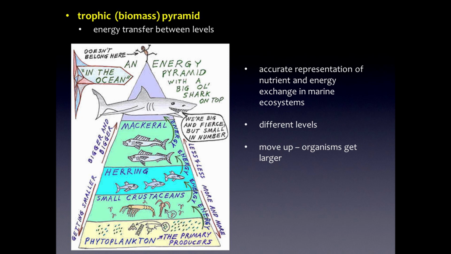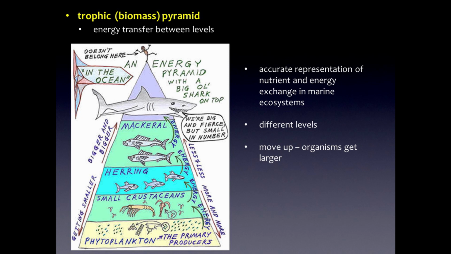This trophic pyramid is a really accurate representation of how nutrients and how energy are exchanged within the marine system. What we tend to see here are two things. If we look at the lower levels, so for example, the primary consumers, the primary producers, we see that there are a lot of them and they're pretty small. But then as we move up levels on this biomass pyramid, the number of organisms starts to decrease, but their size starts to increase.